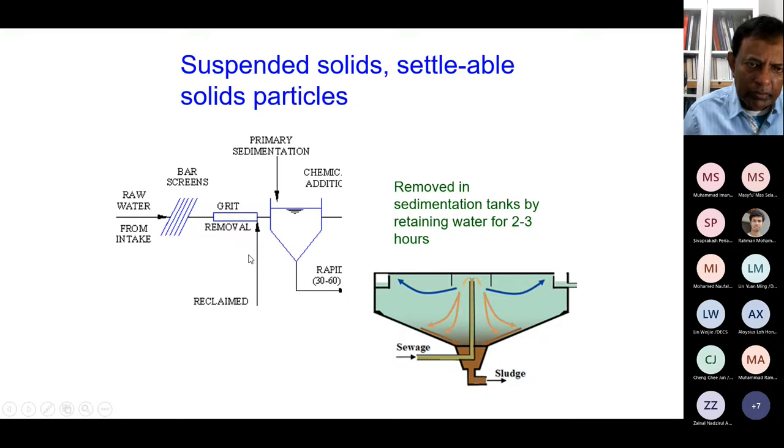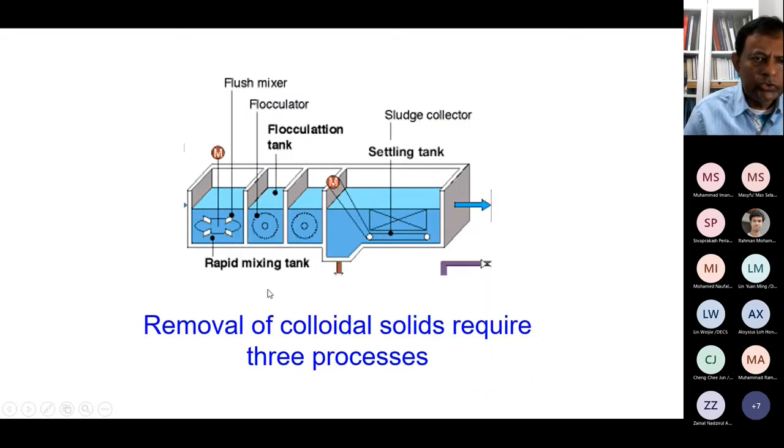And then in order to remove the colloidal particles, you have to go through three stages. What happens is that you need to retain the water inside a rapid mixer chamber, and you need to introduce chemicals like aluminium sulfate or coagulants and rapidly mix it. In other words, there might be a substantial turbulence which has to be created by the motors and also the impellers. We call these impellers. The impellers will rotate at extremely high speed, and then it will disperse the coagulant equally into the water retained within the tank.